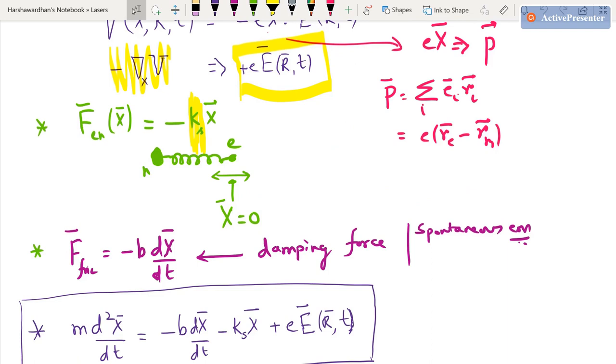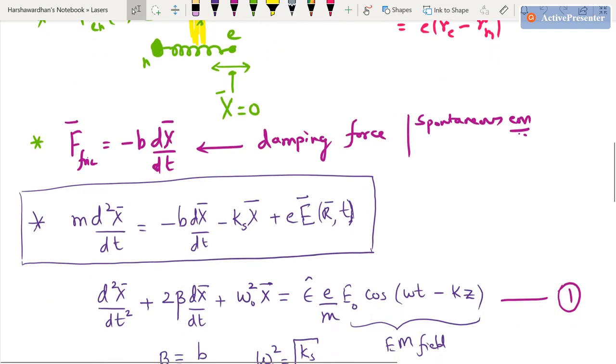The other important element which I want to include is the damping force, which one associates with oscillators. Why are we including it? Because realistically, whenever you have the classical model of a charge, bound for example, or a charge which is accelerating, clearly there are forces on the charge. The charge is going to accelerate, and an accelerating charge actually emits radiation.